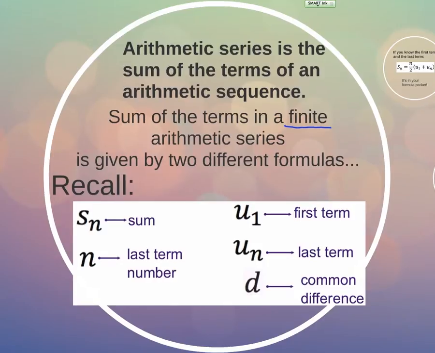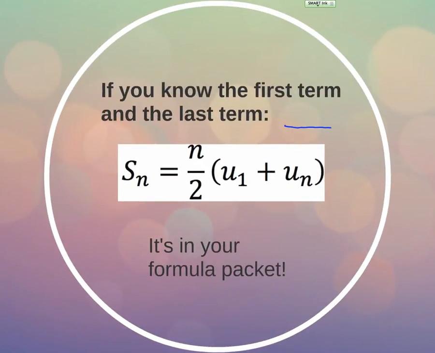Okay, here's one of the two formulas. We did just look at this in the formula packet. This is if you know the first term and you know the last term. If you know that the first term is whatever number, and you know the last term is whatever number that happens to be, you do also have to know how many terms there are, because you do need to know n. So you would fill in how many terms there are, the first term and the last term, and you can use this formula. Sometimes you don't know the last term, so you might not use this formula.